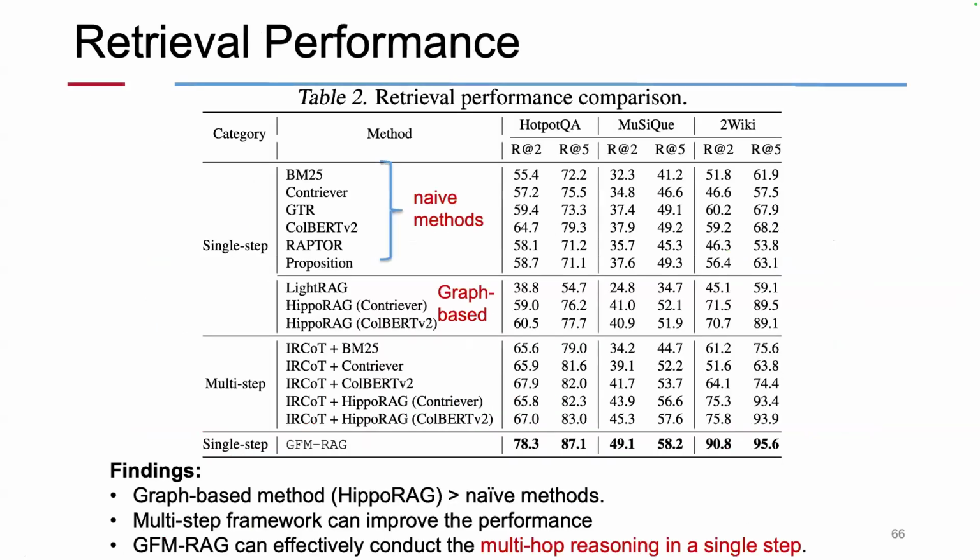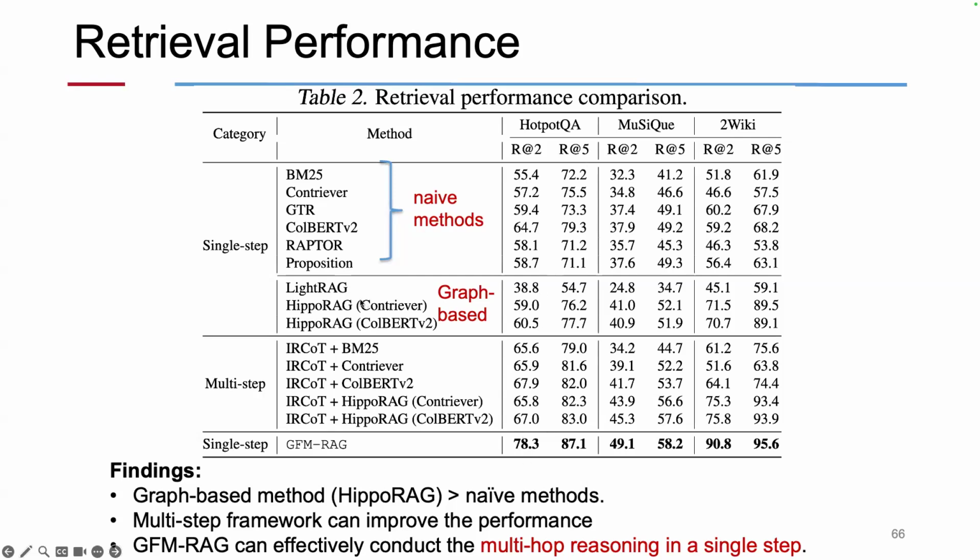So after this kind of pre-training and fine-tuning, our model had very good performance in both graph reasoning and question answering. Here you can see when we compare with some naive single-step methods, which directly retrieve the documents without considering the graph structure, our method significantly outperforms the existing ones.